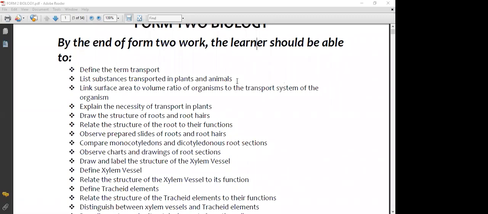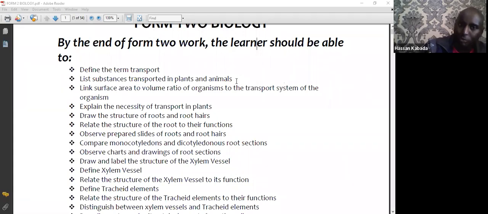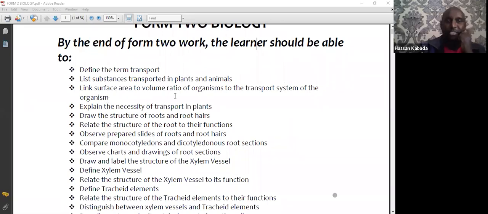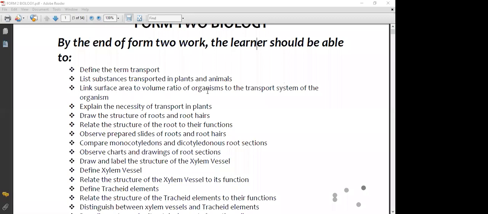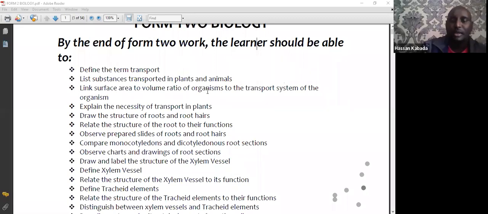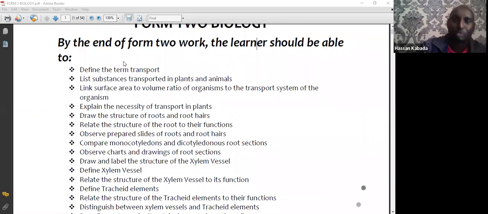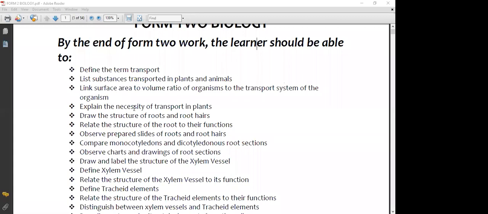What are those substances that are transported in plants and in animals? So you should be able to list them down, you should be able to know them, so that at least we can say these are the things that are transported. Number three, we link the surface area to volume ratio of organisms to the transport system of the organisms. So there's an aspect of surface area to volume ratio, which we all know has relation with how materials are transported. So because of that, number three and number four, explain the necessity.